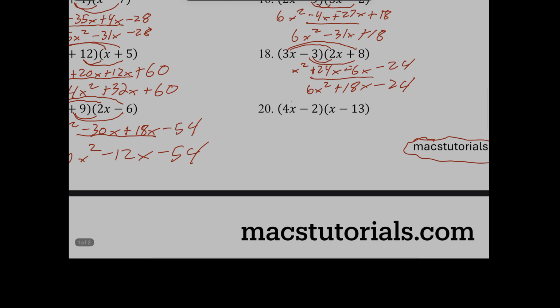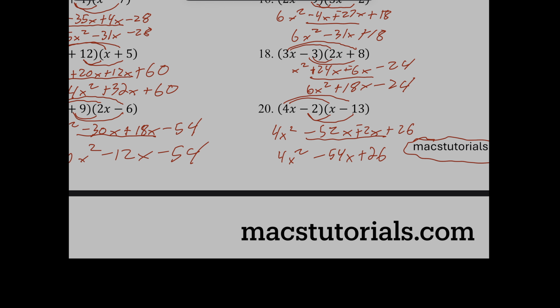Last one. First, that gives me a 4x squared. Outers, that gives me a negative 4 times 13. Don't make me think. That's going to be a 52x. And then I'm going to get a negative 2x. And last, I'm going to get a positive 26. When I put these guys together, I'm going to get a 4x squared minus 54x plus 26.